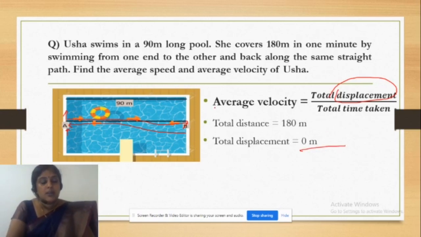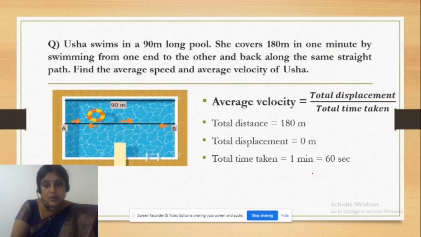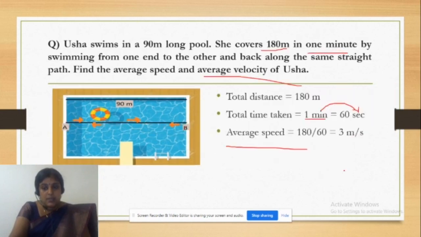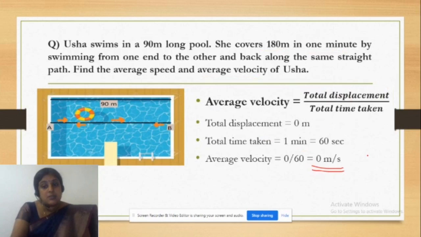And the total time taken is how much? 1 minute. It is given in the question, right? So you have to convert this 1 minute into seconds. 1 minute is equal to 60 seconds. Then directly substitute the values in the equation. Average velocity is equal to 0 by 60, total displacement by total time taken. So you will get the average velocity to be 0 meter per second. So you got the average speed as 3 meter per second, while the average velocity was 0 meter per second.